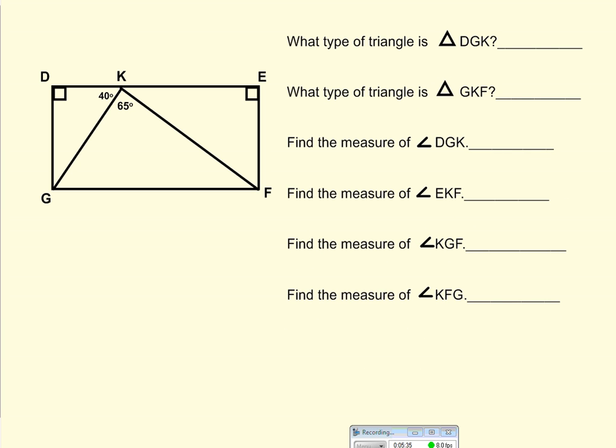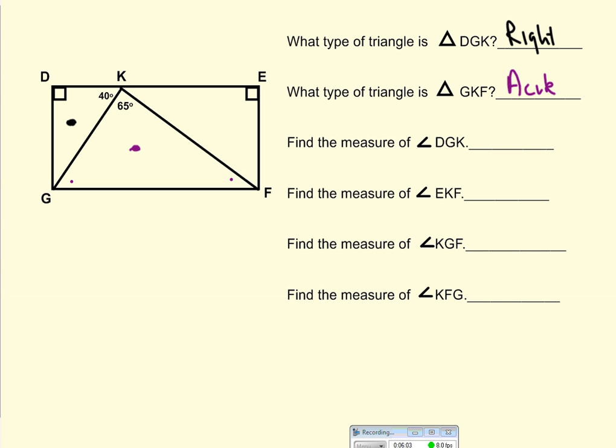So DGK is a right triangle. DGK is this one. GKF is this one. What kind of triangle is it? Well, this is 65. Those two angles are going to be acute, angle KGF and angle KFG. So that's going to be an acute triangle.